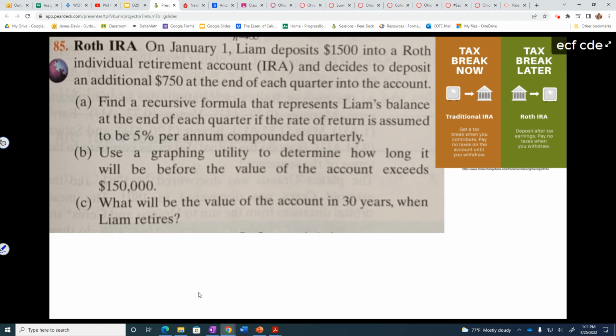And if you Google IRA, then you're going to get the Irish Republican Army. I love the rock. Love the rock.